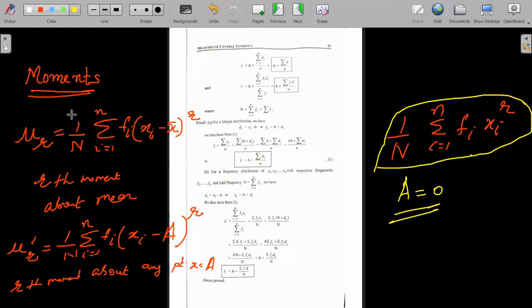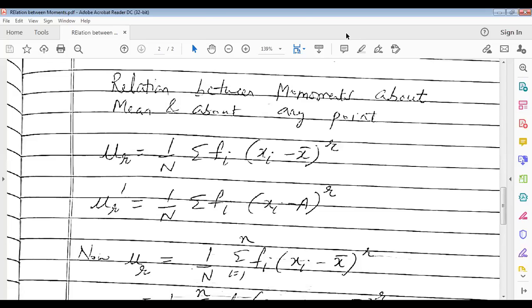So today in this article, we will try to see the relationship between mu r and mu r dash. Means अगर आपने rth moment about mean निकाल लिया है और आपने rth moment about any point निकाल लिया है, so कैसे एक दूसरे की help से you can find the other value. Beta, is it fine? So is the main idea of today's article clear? Yes, ma'am. So shall I start? Yes, ma'am.